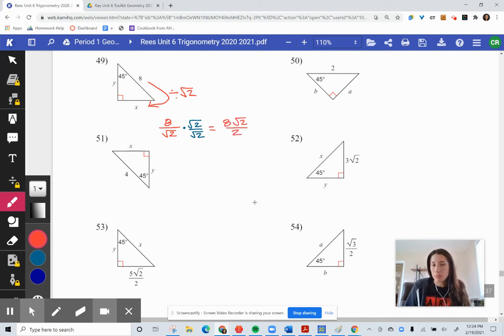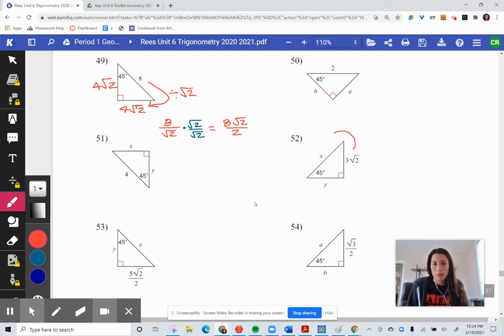Now, remember, numbers outside of a radical simplify with each other, multiply or divide. Numbers inside, we would multiply or divide them. So 8 divided by 2, I'd simplify to make a 4. So in simplified form, this would be 4 root 2. Same with this one here, 4 root 2. The process for 50 should be the same. The process for 51 should be the same.